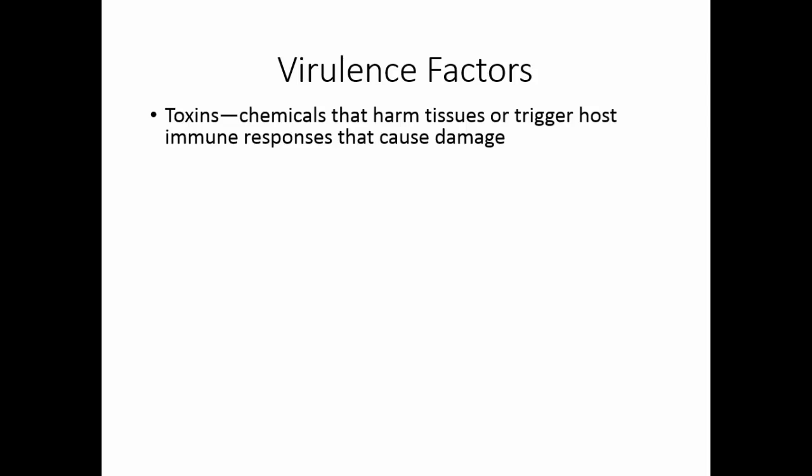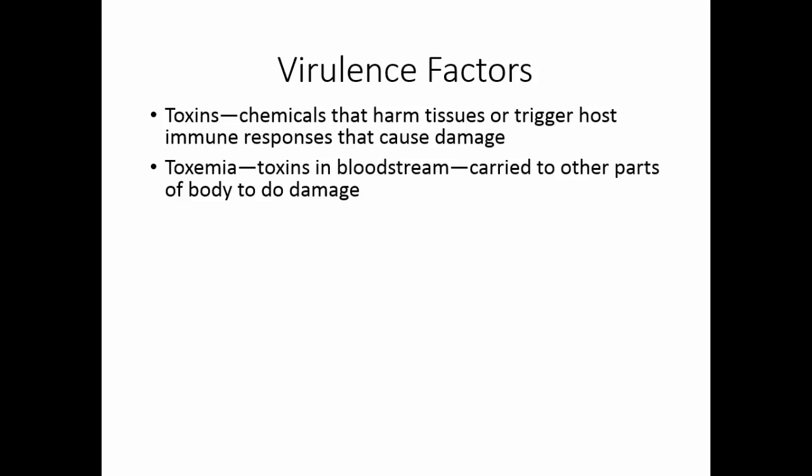Another virulence factor are toxins. Toxins are chemicals that harm tissues or trigger host immune responses that cause damage. When someone has toxemia, they have toxins circulating in the bloodstream. This means that the toxins may be carried from the initial site of infection to other parts of the body to do damage. Exotoxins are released by living organisms, and they're pretty specific. Exotoxins target a particular cell or group of cells.